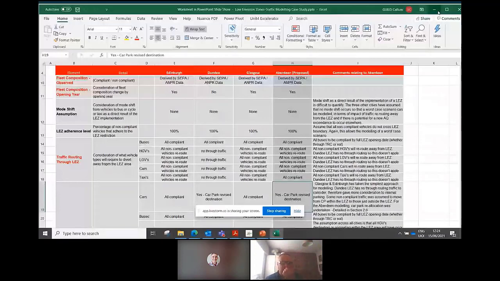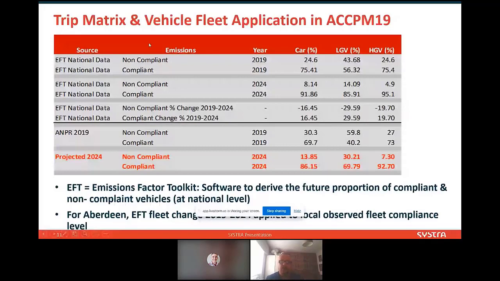Going back one stage to the compliant and non-compliant proportions, SEPA were able to provide, from their emissions factor toolkit, software to derive the future proportion of compliant and non-compliant vehicles. But this is at a national level. If I focus on the car proportions in 2019, we can see that 75% of cars were compliant, 25% were not compliant.